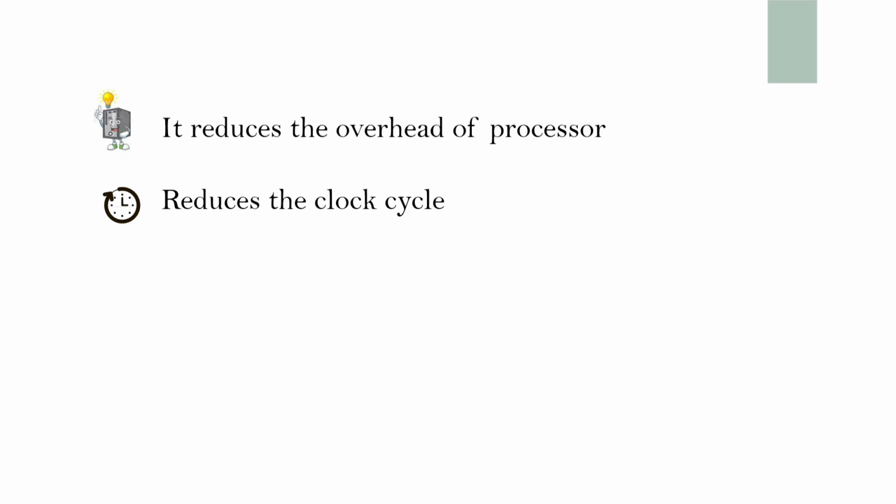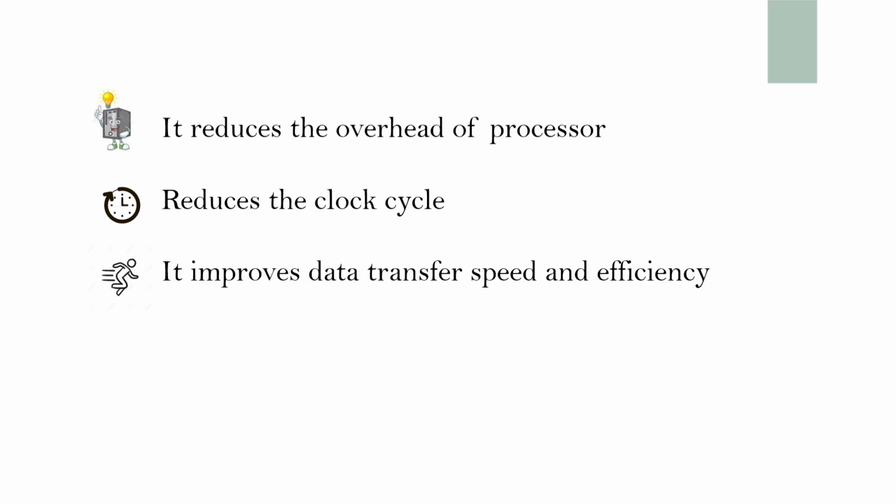Second, faster transfer rate. DMA enables a faster transfer rate between the peripheral device and memory as compared to the traditional approach where data would be transferred through the CPU. This is because DMA can transfer a large amount of data in a single operation, reducing the overhead associated with multiple small transfers. Third, improved system performance. By reducing the burden on the CPU and improving the transfer rate, DMA can significantly improve system performance. This is particularly beneficial for high-speed devices such as network interface cards or video cards, where large amounts of data need to be transferred quickly.